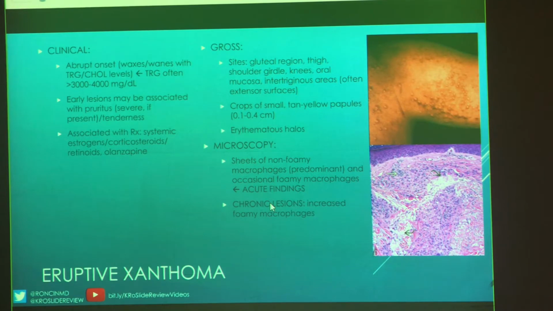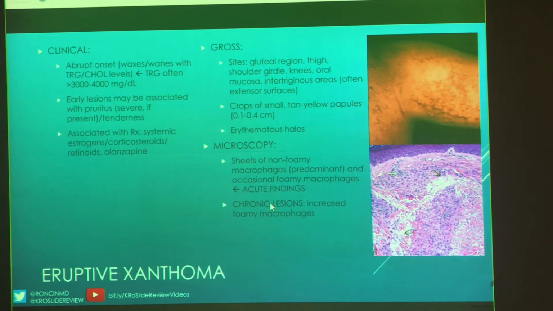What we notice is that a lot of the areas that are affected by this are also the areas where we're going to see a lot of the steroid effect in the skin. And as we also mentioned, they tend to be crops of small tan yellow papules, very small, okay, only up to about half a centimeter in size, and they do have those erythematous halos, and it's a lot more prominent than what we saw in the previous xanthoma.